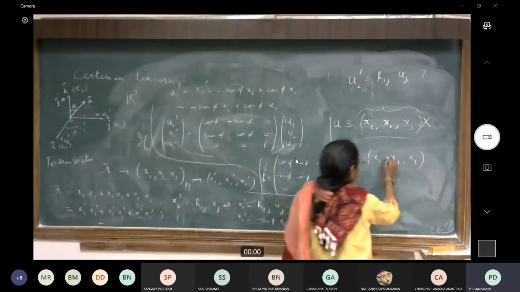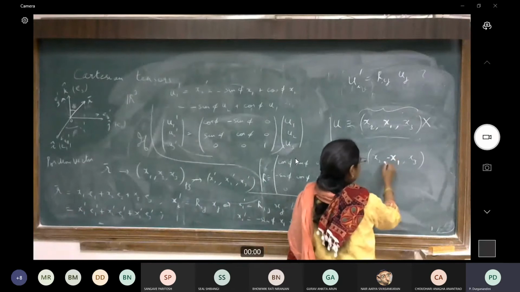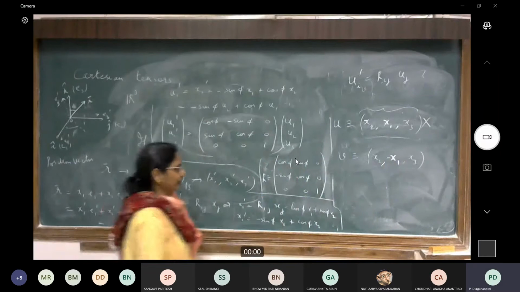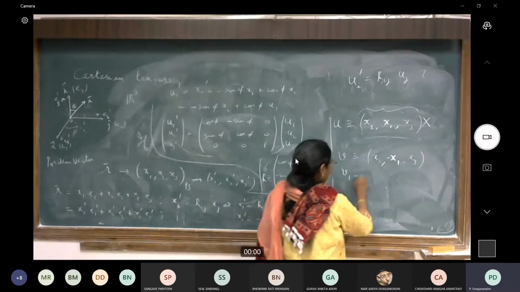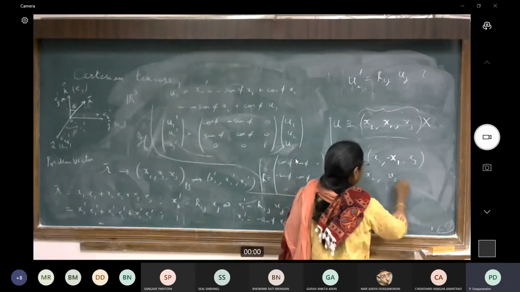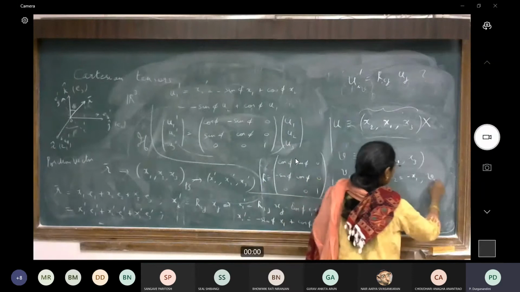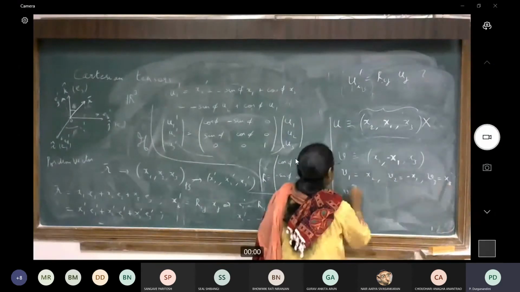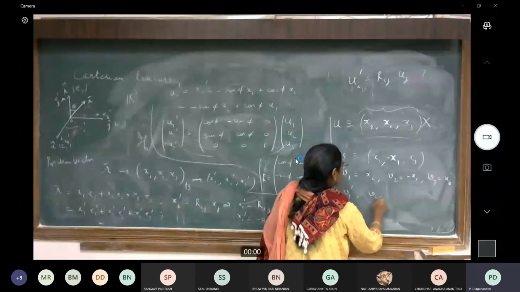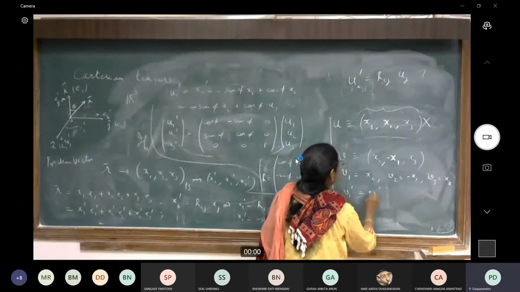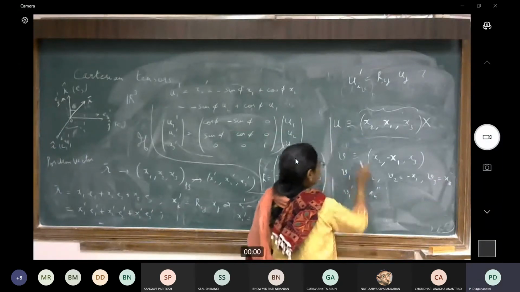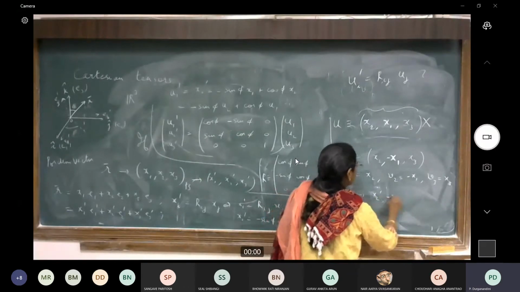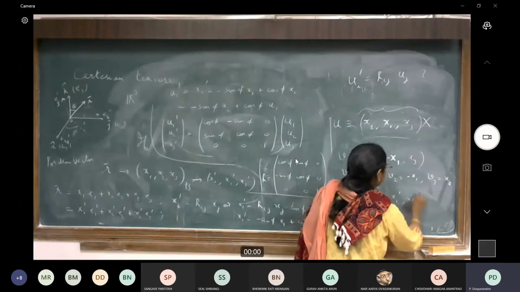Suppose I choose the quantities like this: x2, minus x1, x3. That means your V1 is the same as x2, V2 is minus x1, and V3 equals x3. Again, find out what V1 prime, V2 prime, and V3 prime are. So your V1 prime by definition will be x2 prime, and your V prime will go to x2 prime, minus x1 prime, and x3 prime.